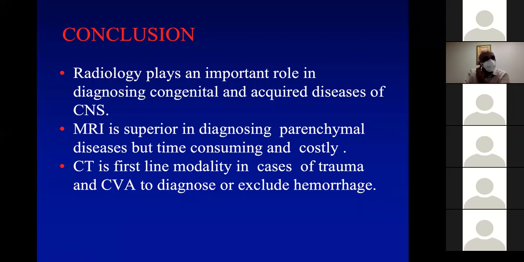So in conclusion, radiology plays an important role in diagnosing congenital and acquired disease of CNS. MRI is superior in diagnosing parenchymal disease, but time consuming and costly. CT is first-line modality in case of trauma, and CVA to diagnose or exclude hemorrhage.